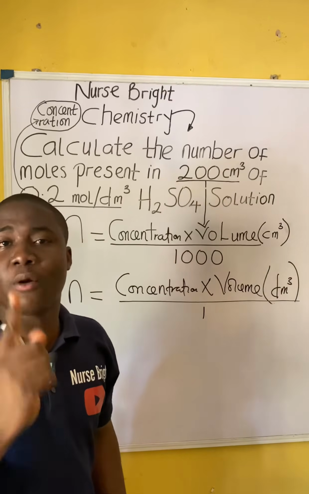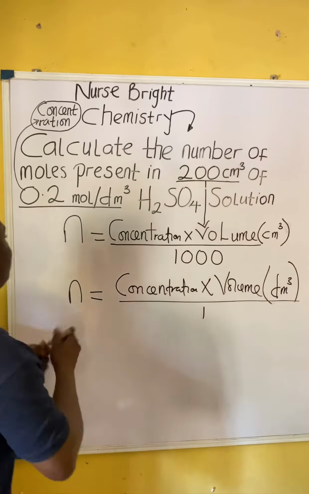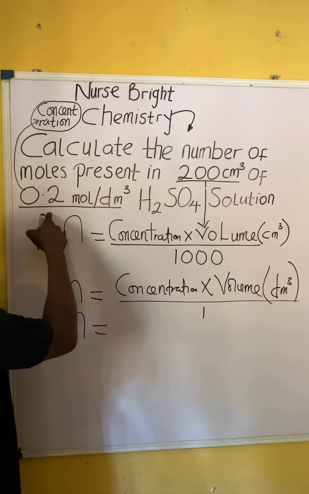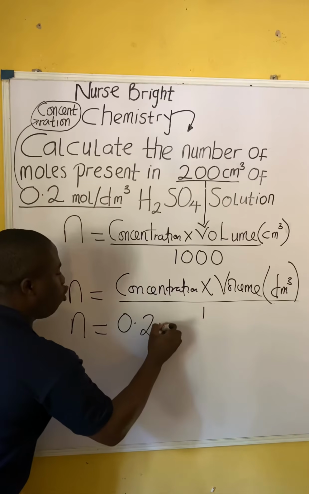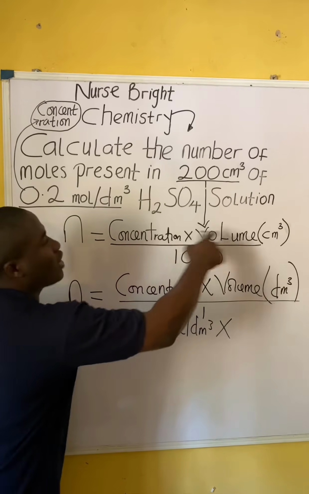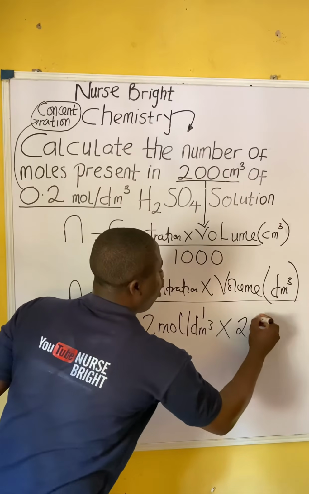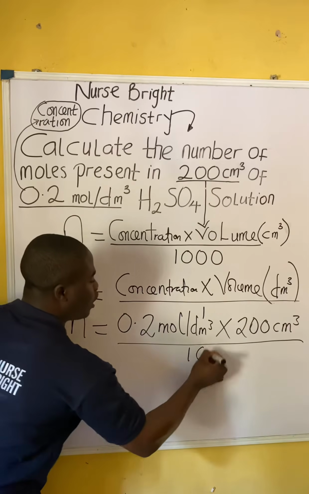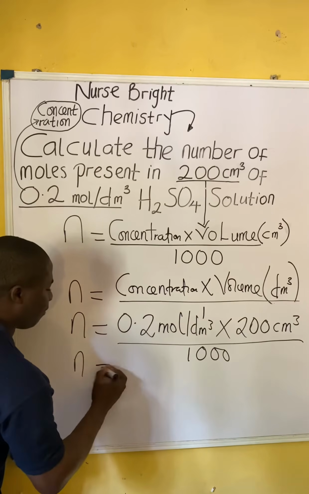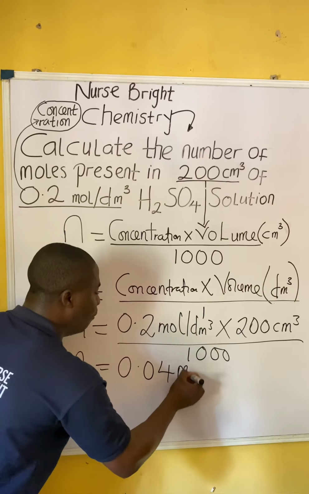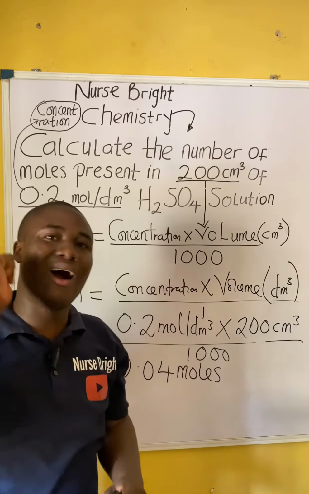So from the parameters given to us in this question, the number of moles will be our concentration, which was given as 0.2 moles per dm cube, times the volume in the question, 200 cm cube. In this case we have to divide by 1000. What does the number of moles become when we hit our calculator? We get 0.04 moles. I believe you are following. They are all very easy.